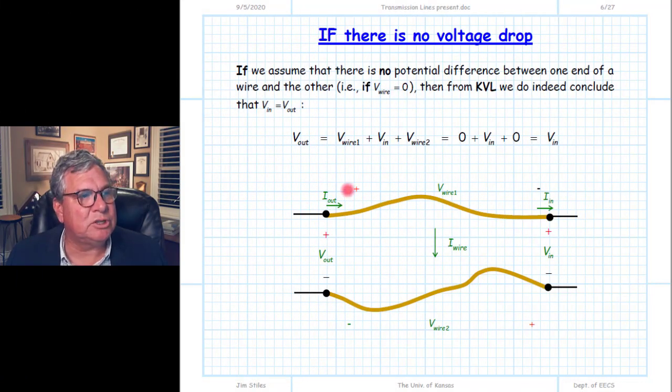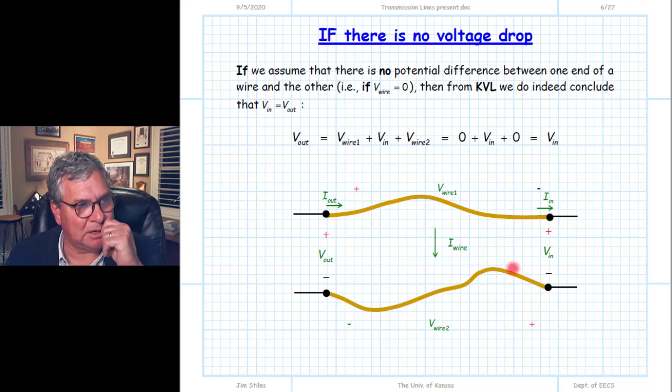Of course, if we assume that there's no voltage drop across the wire, we have current flowing through it, but that results in no voltage from one end to the other of that wire. Same thing for the bottom wire, then we can do KVL, and we would find that V out and V in are equal to each other if we assume that there's no voltage drop, no voltage change across this wire.